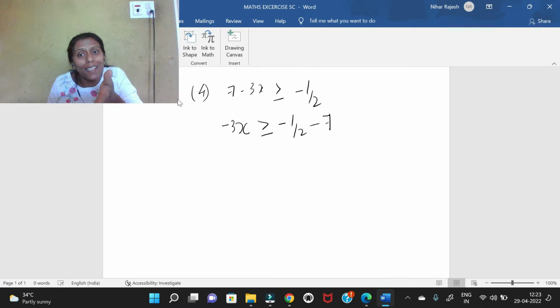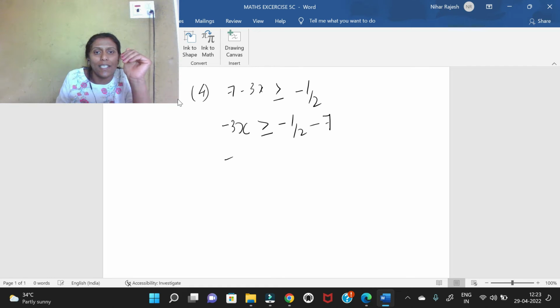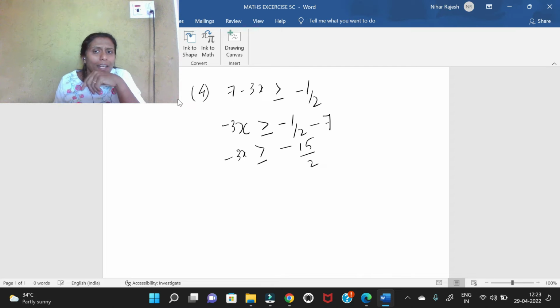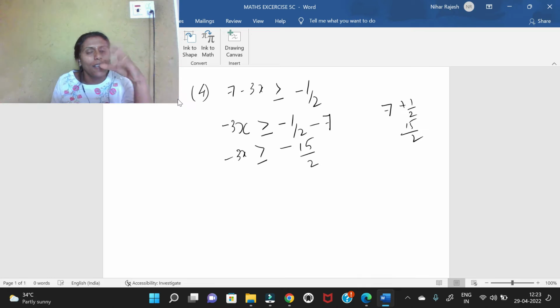So what is 7 plus half? It is 7.5, which is greater than or equal to minus 15 by 2. You may wonder, how did I get 15 by 2 even without taking LCM and even without doing anything? Now just look. It is 7 plus half. Of course, the minus sign is there. So, which is 14 and 15 by 2. So, what I did, the 7 apples plus half apple becomes 7.5 apple, which is 7 plus half, which is 2, 7 2s are 14, 14 plus 1 is 15, 15 by 2.